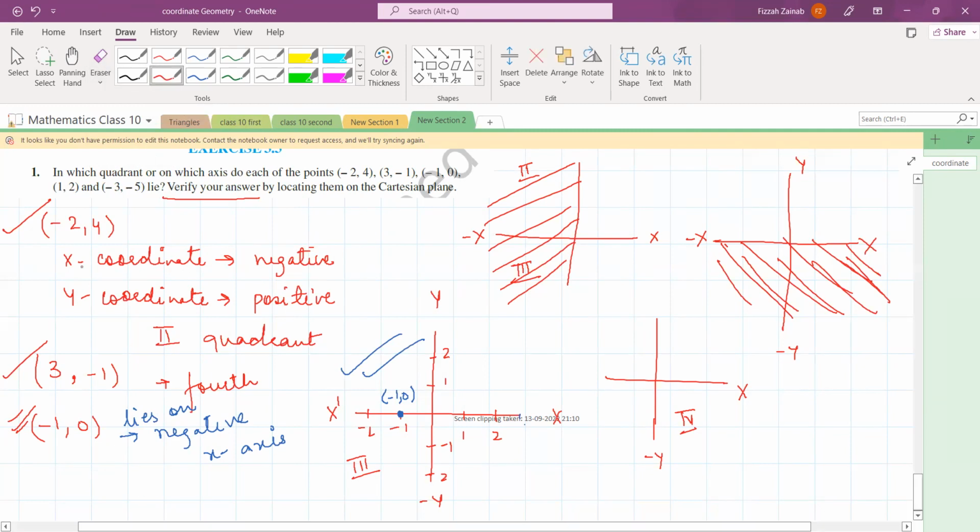Okay, next point is this, 1 and 2. Both are positive. Which quadrant? First quadrant, right? And please locate it. So x-axis is 1 and then y-axis is 2. So somewhere here you can show it like this. 1 and 2, first quadrant. Now -3 and -5. Now please tell me this. -3 and -5, both negative. Third quadrant, very good. Third quadrant, both are negative.